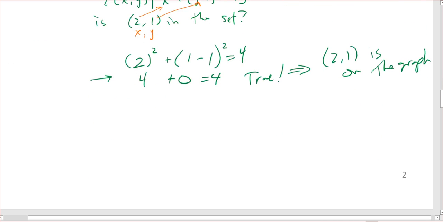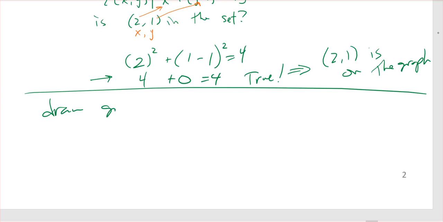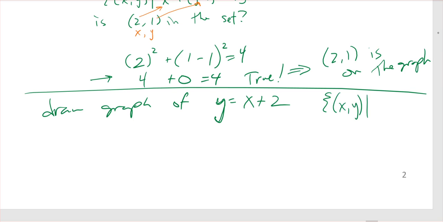Let's do an easier one first. Let's draw the graph of maybe y equals x plus 2. What we can do here is just pick values, any values, because there are no real restrictions here. Now, I don't want to complicate things, but when we think about it as a set of ordered pairs such that this thing is true, x and y are assumed to be real.